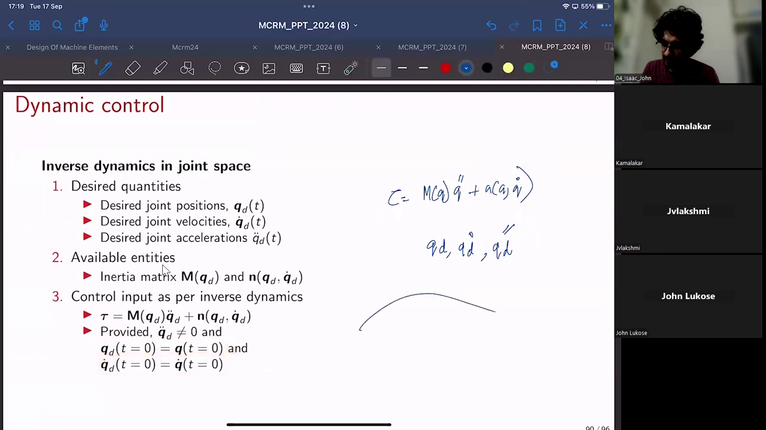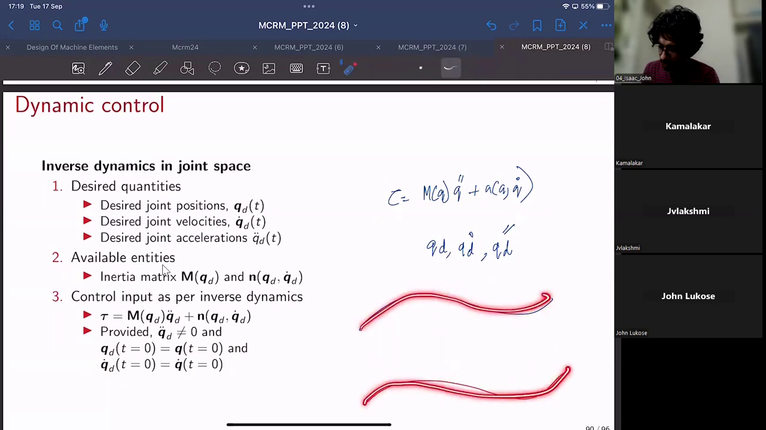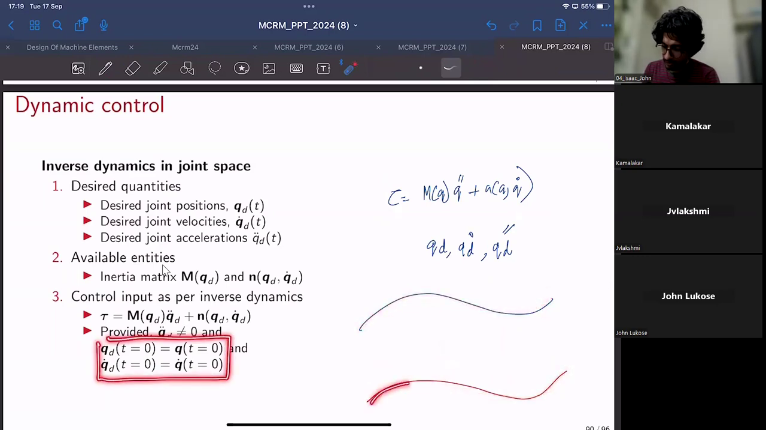Otherwise, just like what we have seen, the actual and the desired trajectory are always going to be at an offset like this. There is always going to be an offset. So if this is the desired trajectory and this is the actual, if this condition is not satisfied, there is always going to be an offset, like so.